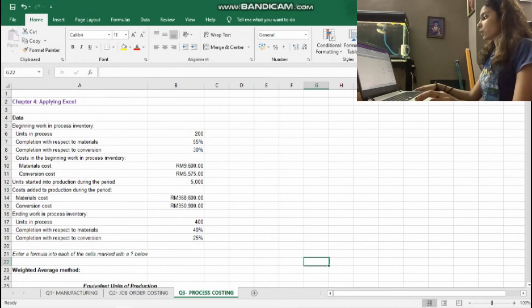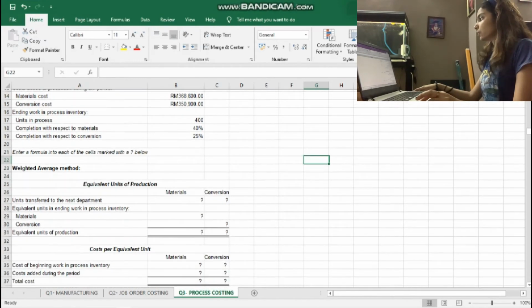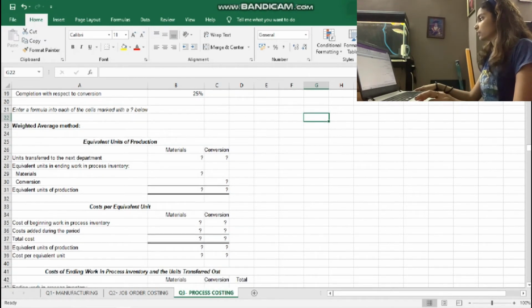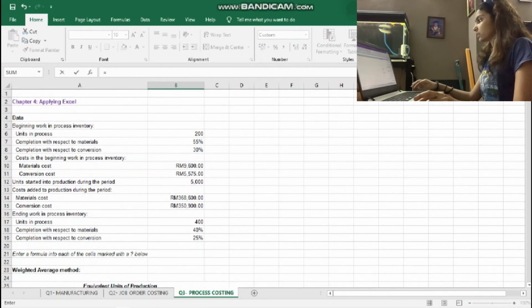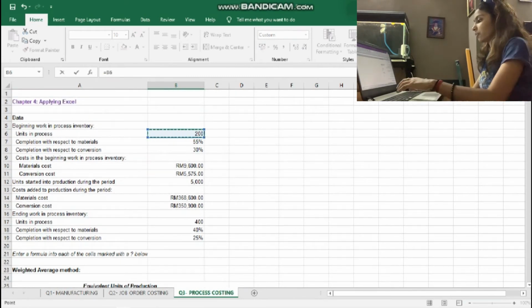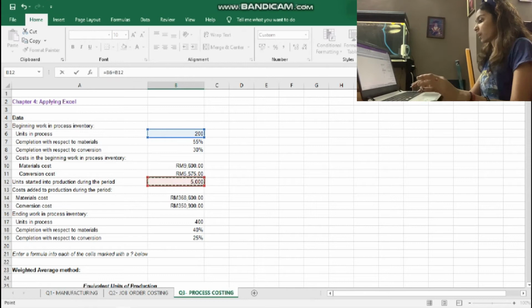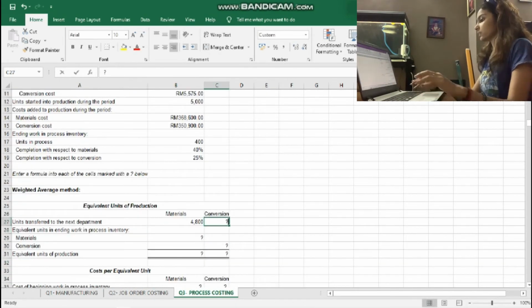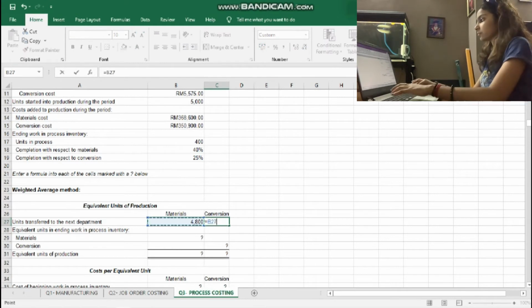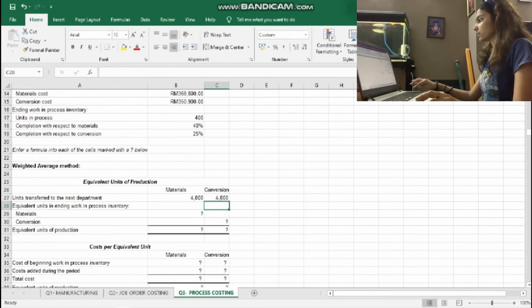Okay, so next is question number 3. It's about process costing. Okay, so they used a weighted average method. So for equivalent units of production, first unit transferred to the next department. To calculate this, we have to take this 200 units in process for beginning inventory plus with this 5,000 units started into production during the period, and minus with units in process for ending inventory. So you'll get 48,000. Same goes to conversion, 4,800.